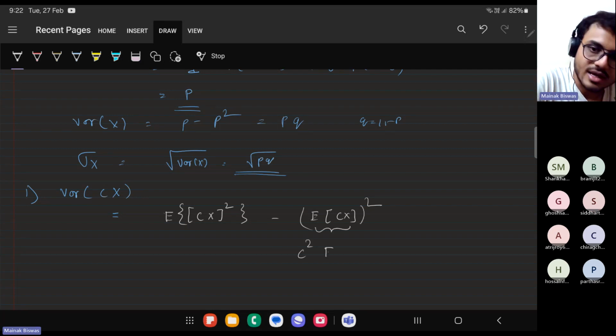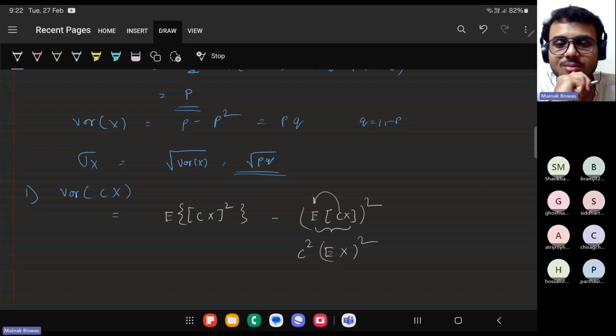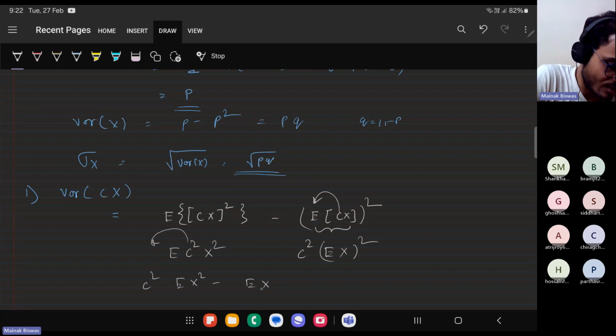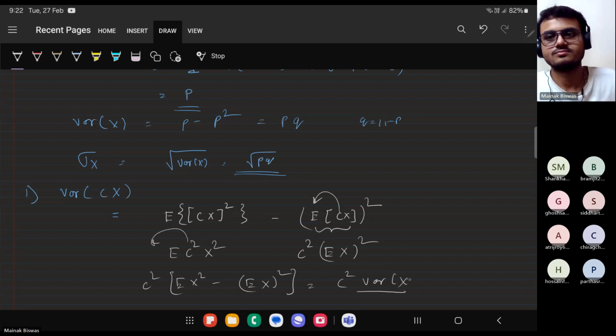So c square expected value of x whole square. C is a constant. I have already shown that if there is a constant multiplication, I can just take out the constant from the expectation. Similarly here it's c squared x squared. Again I can take out the constant, so it's c squared expected value of x squared minus expected value of x whole square, which is c square variance of x. Correct?